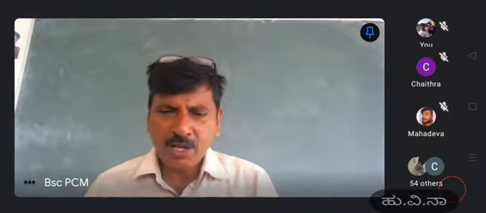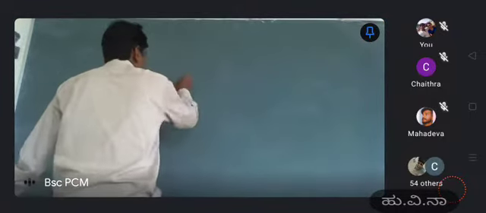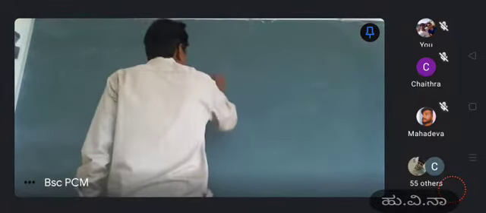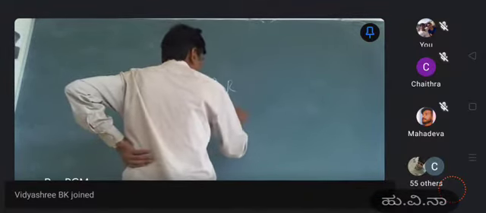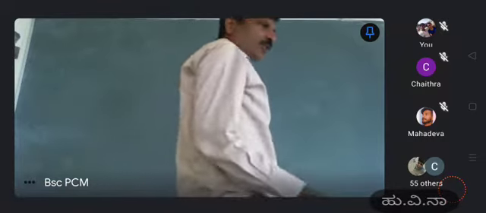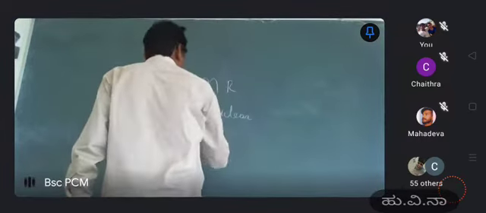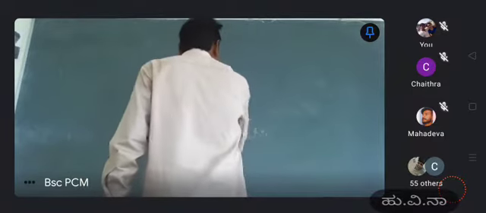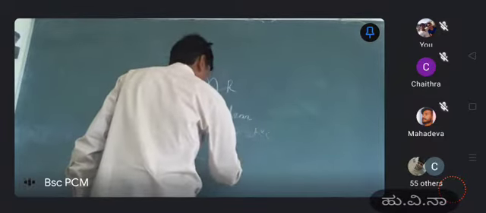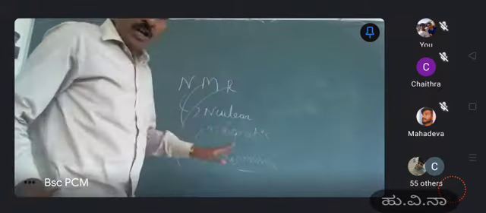Now, what about the other term, NMR? I told you NMR: Nuclear Magnetic Resonance. What about this resonance? So nuclear, I told you.